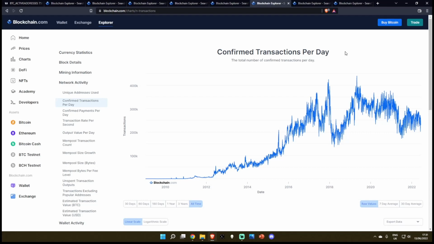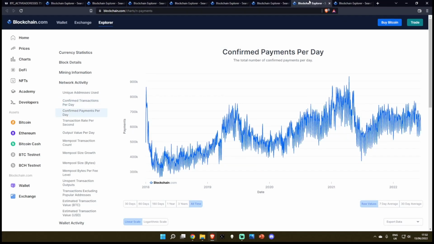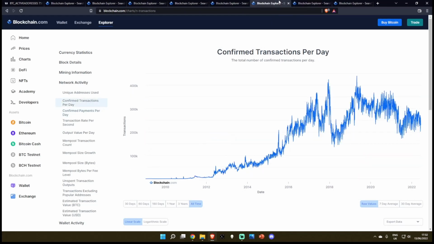Now, once again, this is another metric to quantify the value of the network. Why is this? Well, the more people that are sending transactions, the more people that are sending payments on the Bitcoin network, you can imagine it's got more adoption. If there were only 10 people that held Bitcoin and they used it as a payment to each other, the network would be worthless.